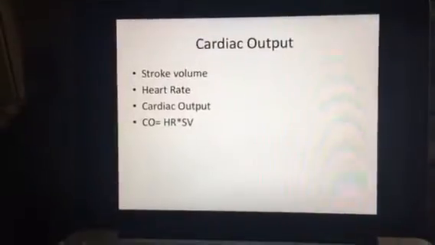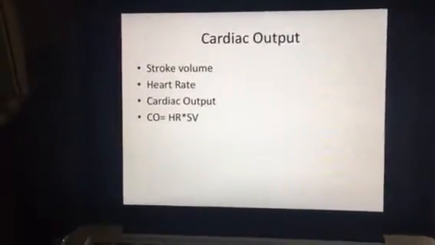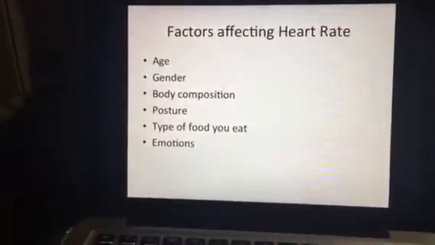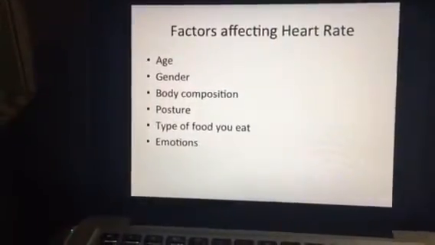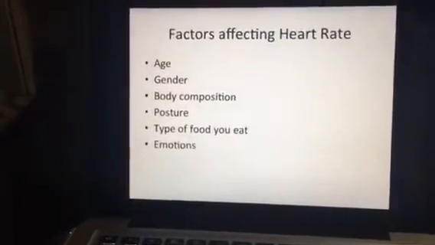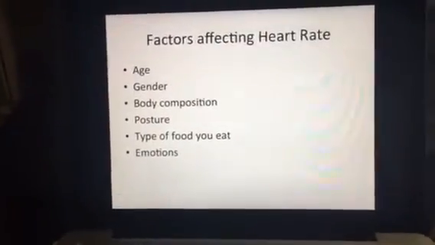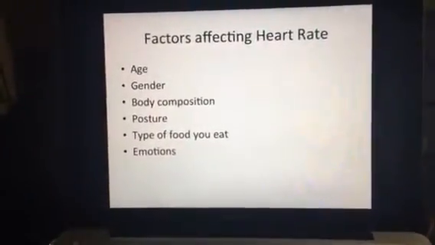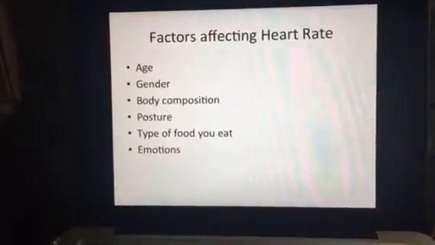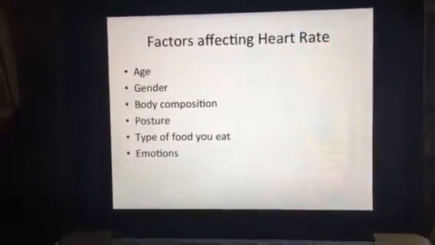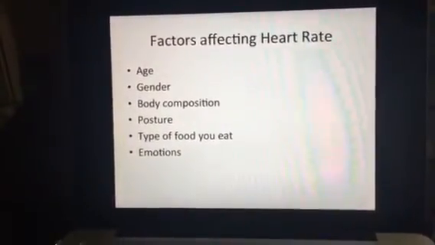Next, we're going to talk about a few factors that can affect your heart rate. There are a few factors, and they are age, gender, your body composition, the type of food you put in your body, the posture, and the emotions you go through on a daily basis.